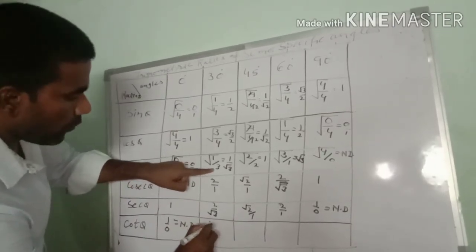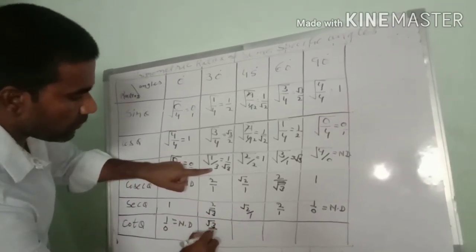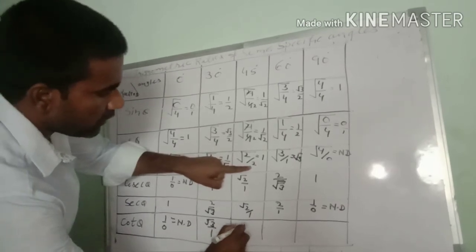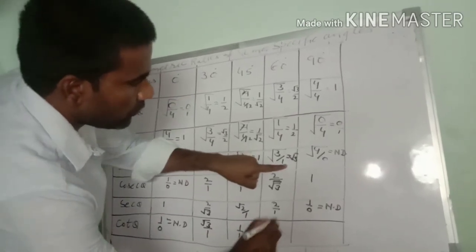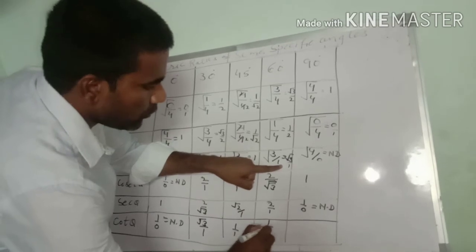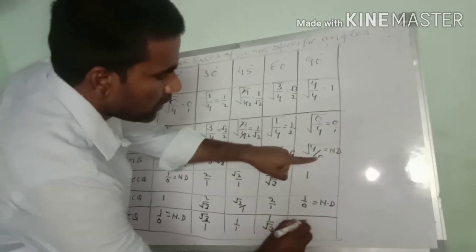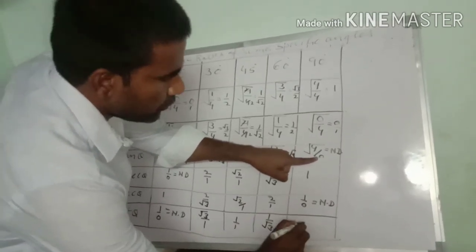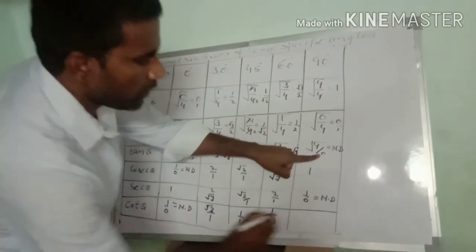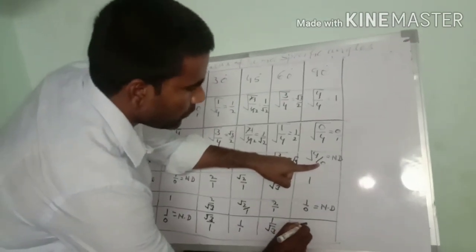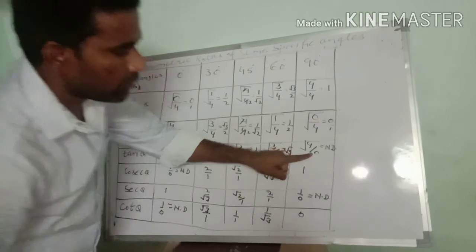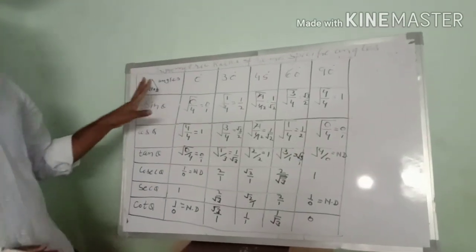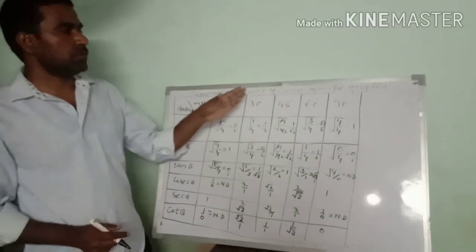Then tangent 1/√3, 1, √3/1. The reciprocal of the 1 it means 1 upon 1, and the root 3 upon 1 it means 1 upon root 3, and the last is the 4 upon 0, the reciprocal of which is 0/4, it means 0. This is how to make this table of some specific angles.